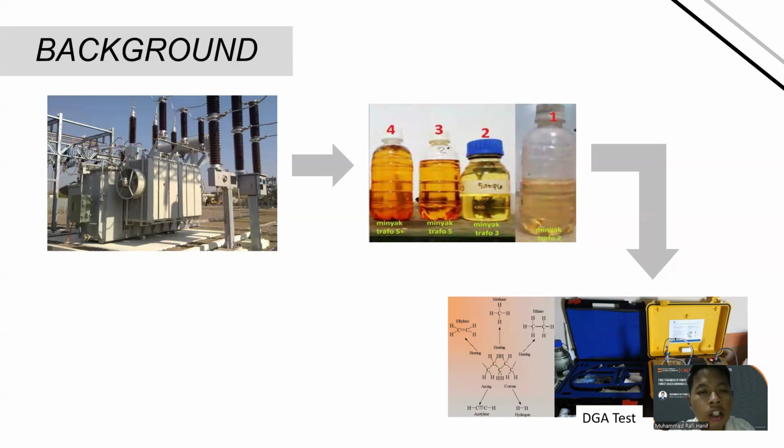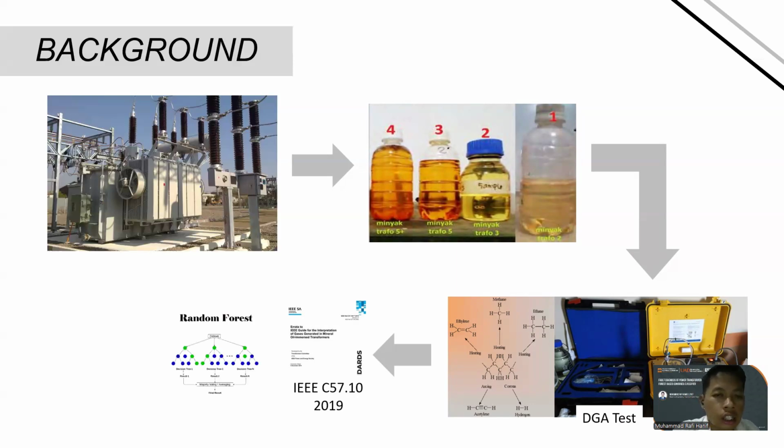in the oil. And then we process it referring to IEEE C57.104-2019, and then we combine it with the random forest classifier for easier coding and high accuracy of the result, and then the result will give us the maintenance recommendation for the transformer itself.